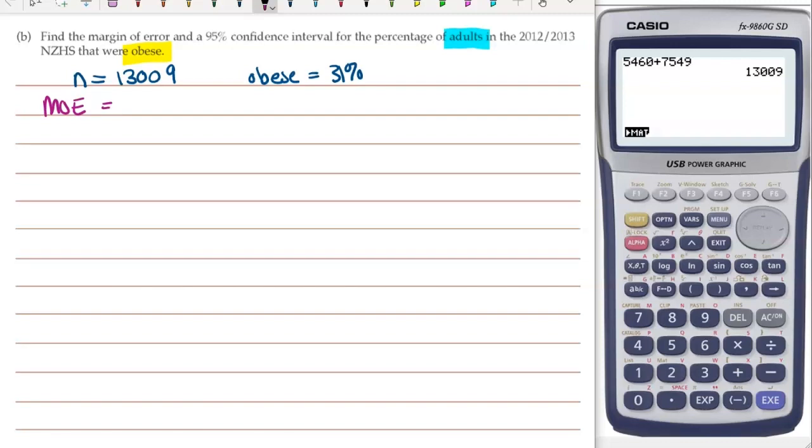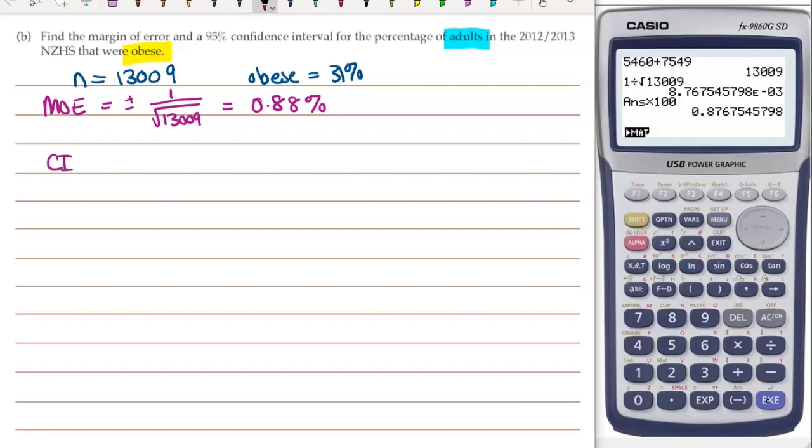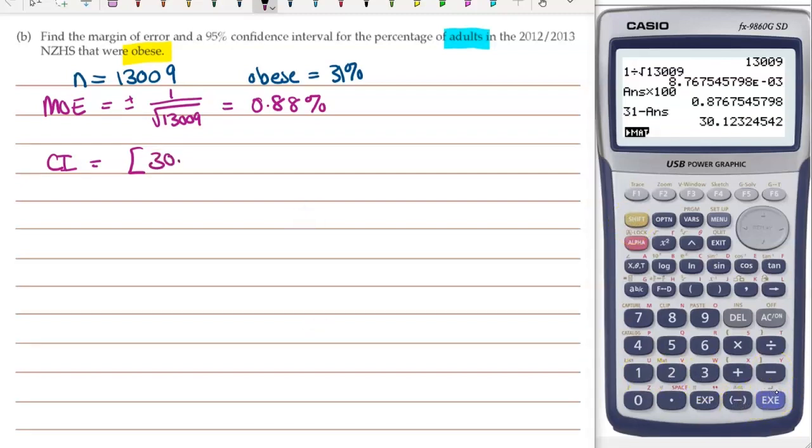Right now, our margin of error is equal to plus or minus 1 over the square root of n. We'll times that by 100. We get 0.87, let's call it 0.88%. So the confidence interval is to do 31 minus that, 30.12%, and then 31 plus 0.88.